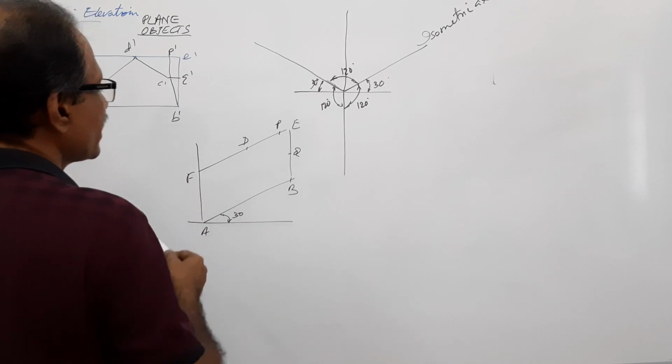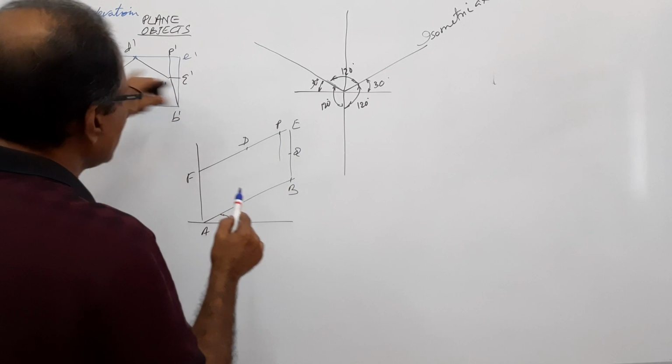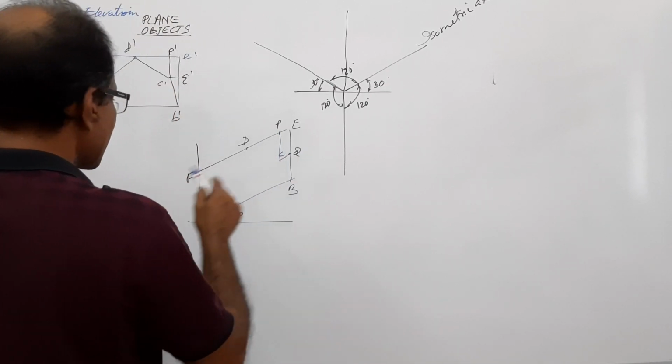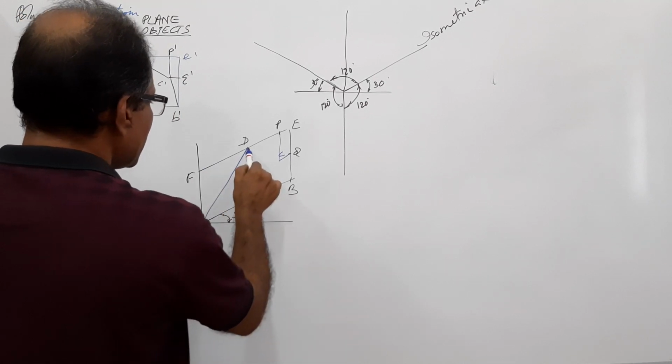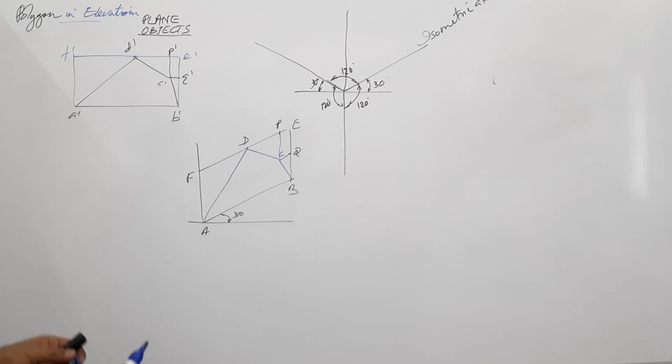Through P, draw a vertical line. Through Q, draw a line parallel to AB. What do you get? You get C. Connect A, B, C, D. What do you get? You get the polygon.